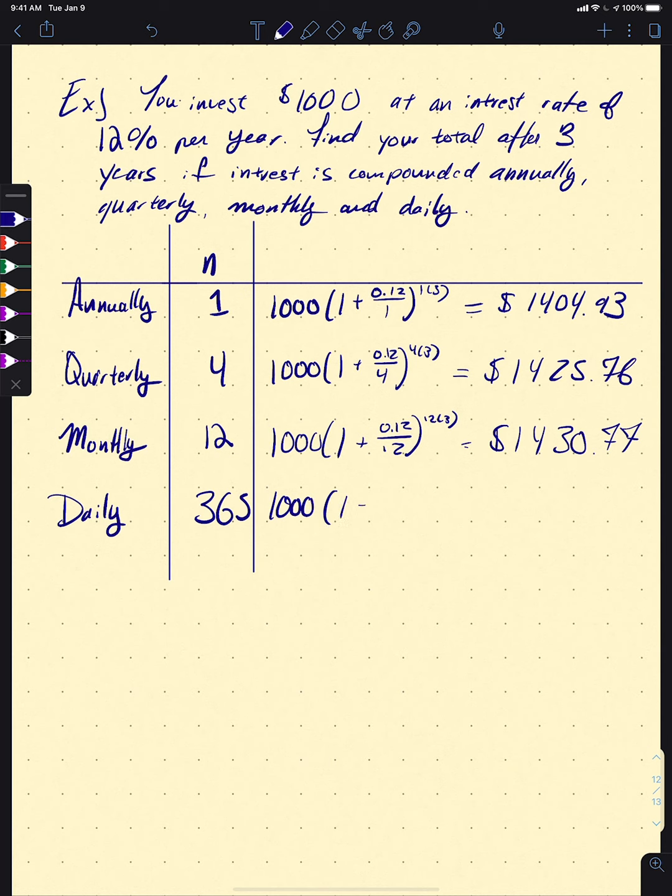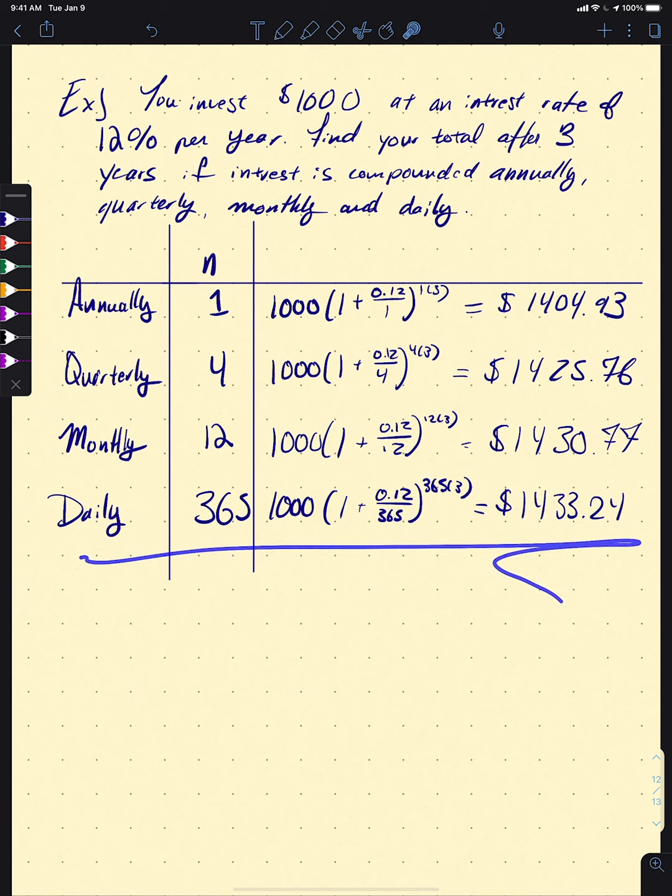So we're going to do 1,000 times 1 plus 0.2 over 365, times 365 times 3. And when you run that through, you get $1,433.24. So somehow this process is slowly approaching a number, okay? And we'll figure out a little bit more about what that means a little bit later, so hang on for that. I do have one more example for you like this.